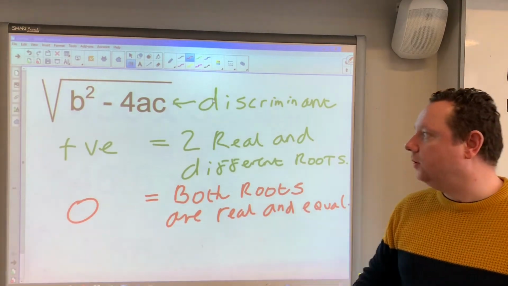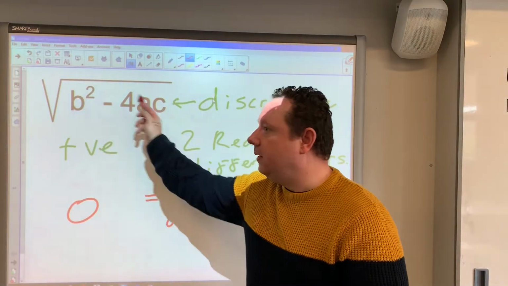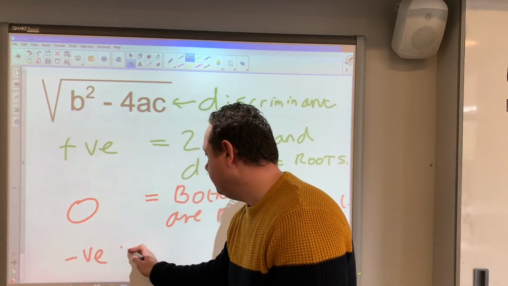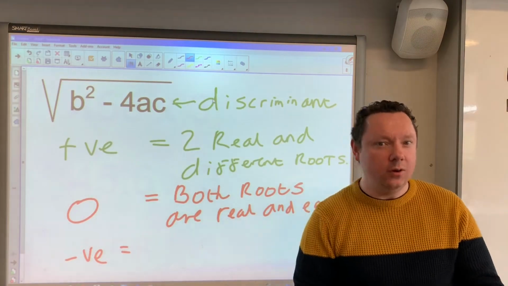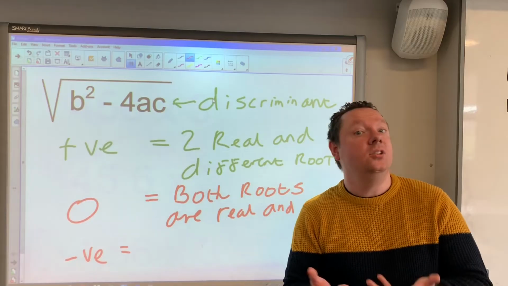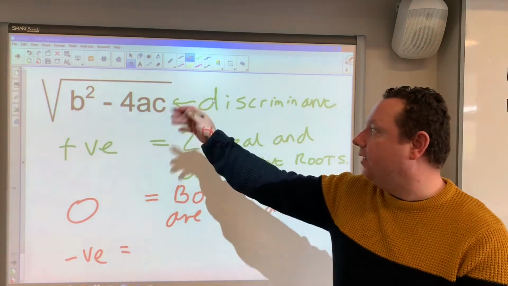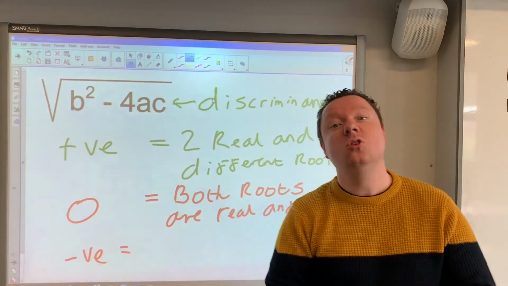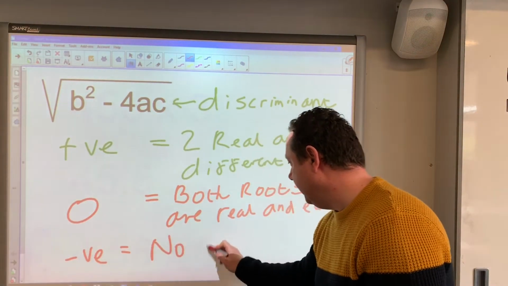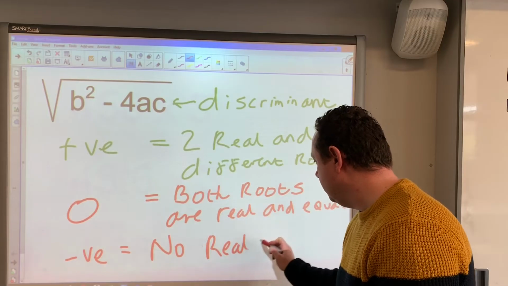And then your third possibility is you do the sum here and you get a negative answer. So let's say if you try and square a negative number, you can't do it, right? There's no number where you square it, the answer is negative. So if you can't square root this thing, you can't get any roots, so it's not actually got any roots. So we say it's got no real roots.